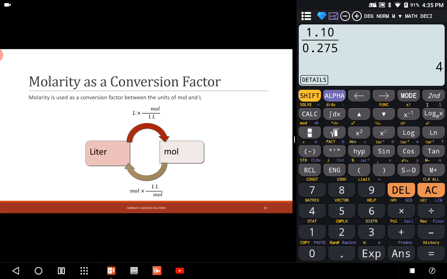Molarity is a very useful unit because it can be used as a conversion factor whenever we're trying to go from liters of a solution into moles of my solute. So whenever you're trying to go between the units of liters and moles, and you have liters of solution and moles of solute, you will be using molarity as a conversion factor.